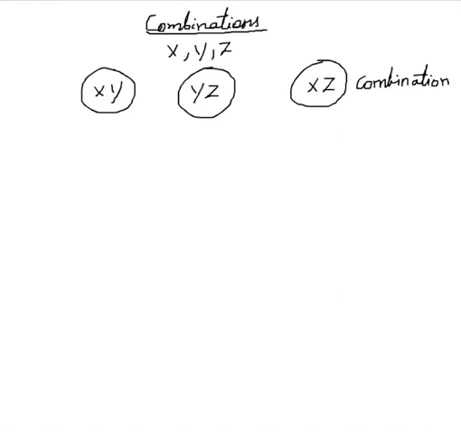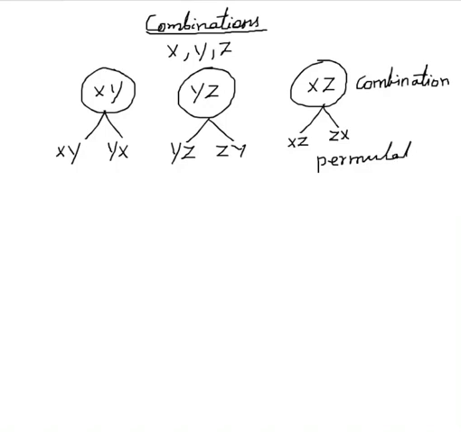If you arrange the selected 2 persons, we can arrange X and Y as XY or YX. This can be arranged as YZ or ZY. This can be arranged as XZ or ZX. These are the possible permutations. We know that the number of permutations will be more than the number of combination cases.